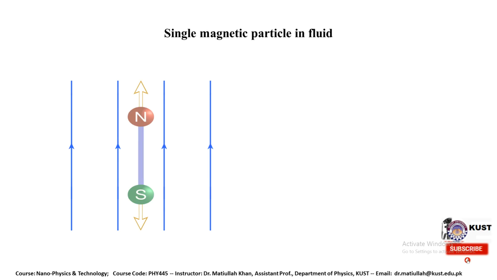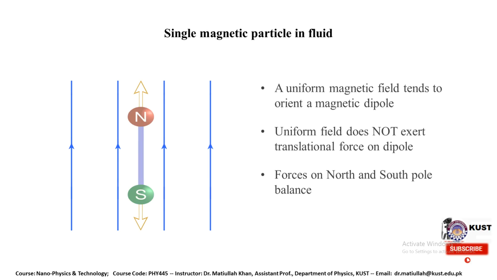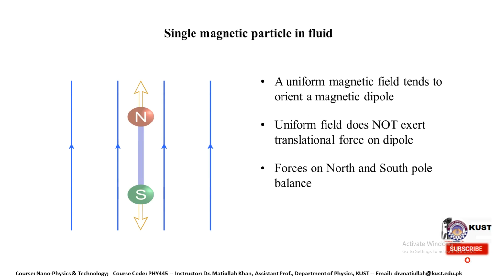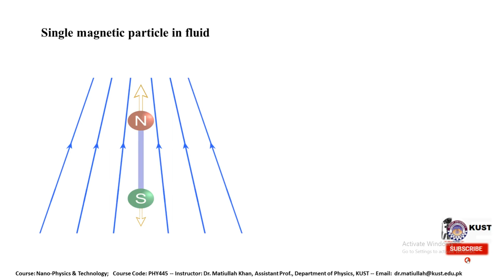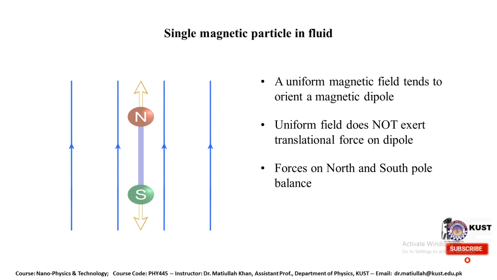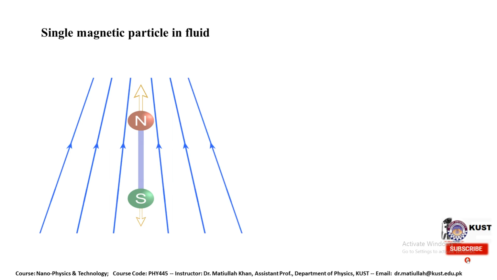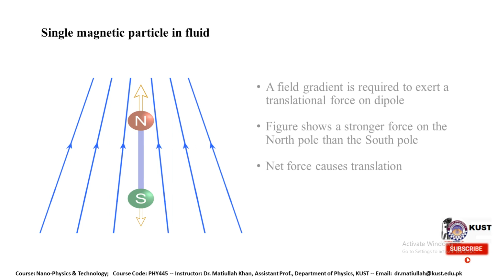So this is the single magnetic particle in fluids, and this is alignment in a particular direction. When the magnetic moment is aligned, there is no further force acting on it. Of course it is a force, but it is already aligned, so there is no further movement of this atomic magnetic moment. If we have a single magnetic particle in fluid, what will be the case?